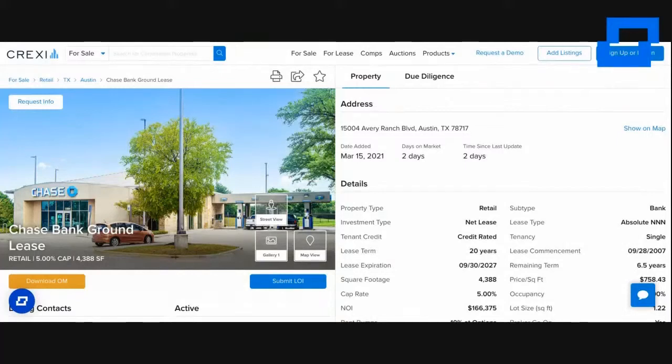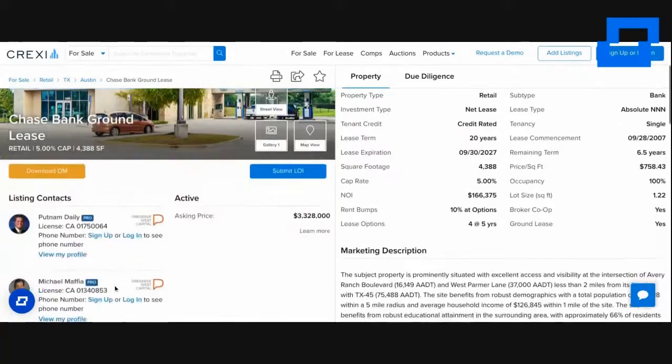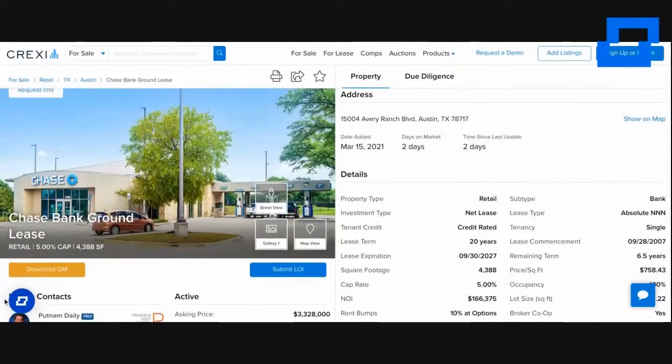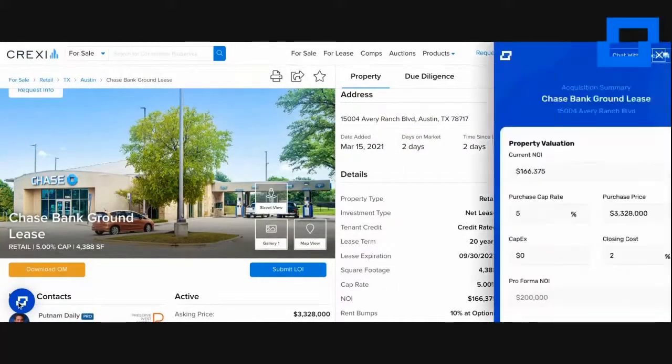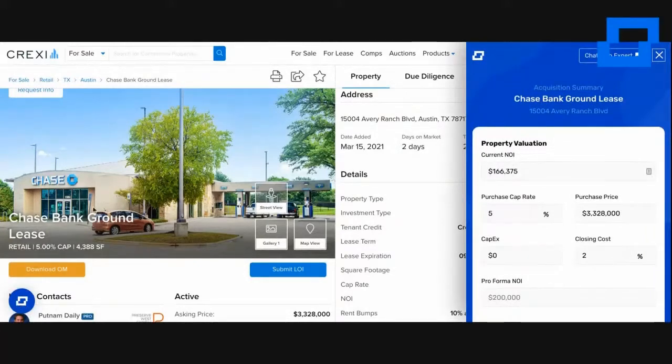Retail listing, and it's going to add functionality to the page. So the idea is we're adding functionality to any commercial property listing. And here's what it does. So I'm looking at this Chase Bank ground lease deal. It's being sold at a 5 cap in Austin, Texas.